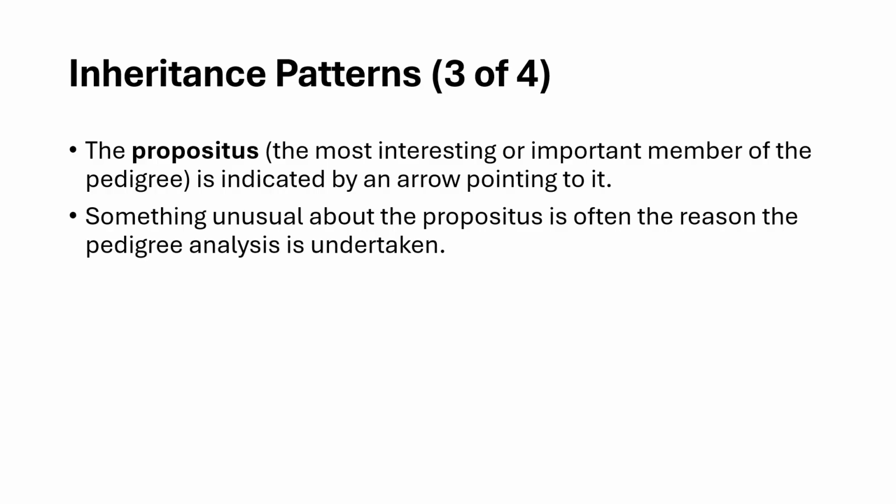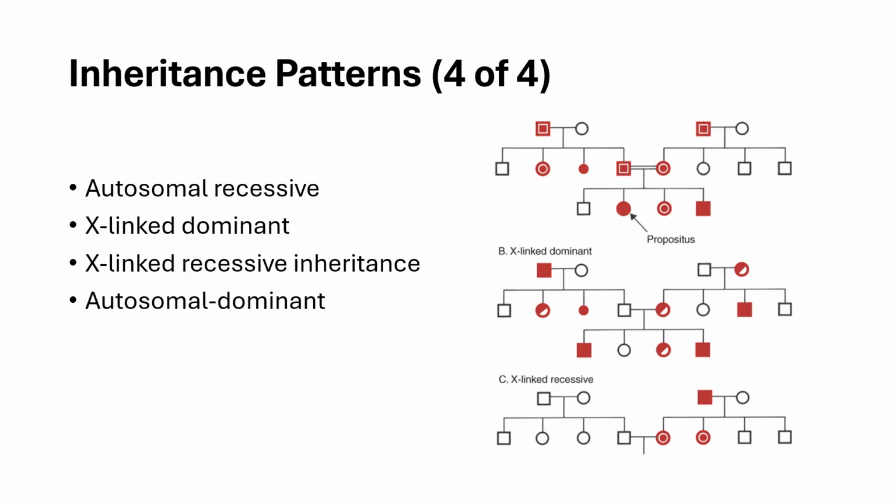The proband is the most interesting or important member of the pedigree. It is indicated by an arrow pointing to that individual. Often, something unusual about them is the reason the pedigree analysis is undertaken. So they're kind of like patient zero, if you want to go that route. So this is an example of what a pedigree would look like.